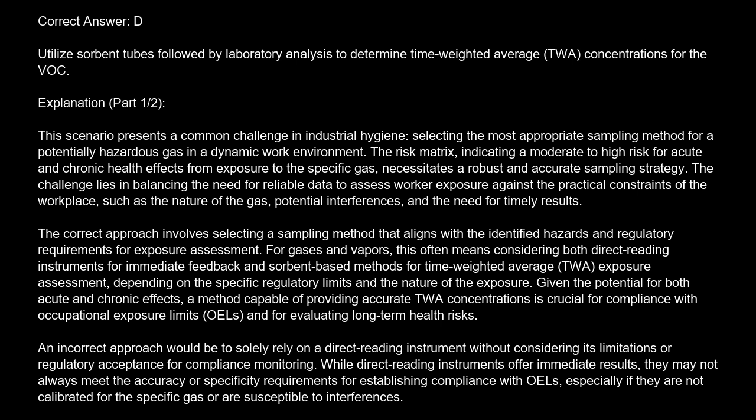The correct approach involves selecting a sampling method that aligns with the identified hazards and regulatory requirements for exposure assessment. For gases and vapors, this often means considering both direct reading instruments for immediate feedback and sorbent-based methods for time-weighted average (TWA) exposure assessment, depending on the specific regulatory limits and the nature of the exposure. Given the potential for both acute and chronic effects, a method capable of providing accurate TWA concentrations is crucial for compliance with occupational exposure limits (OELs) and for evaluating long-term health risks.